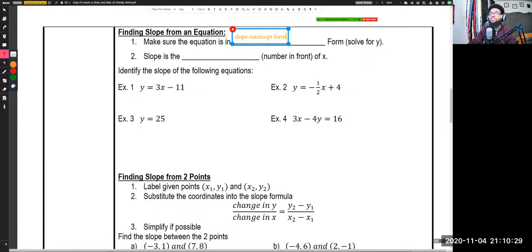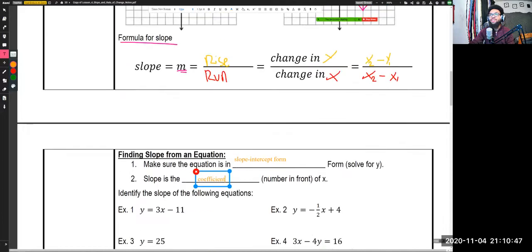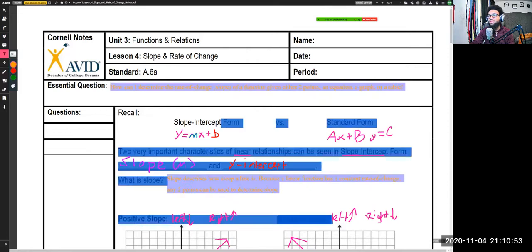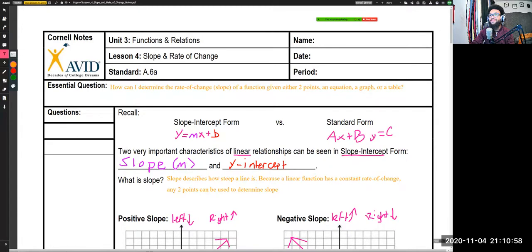Slope is going to be that coefficient, which is going to be the number in front of x. All right, that's what coefficient means. It just means the number next to a variable. So it's going to be that m. Do you remember up here where we said our slope is m? And then at the very top, we have y equals mx plus b. Our slope is going to be the number in front of our x. So this m is going to be what our slope is.